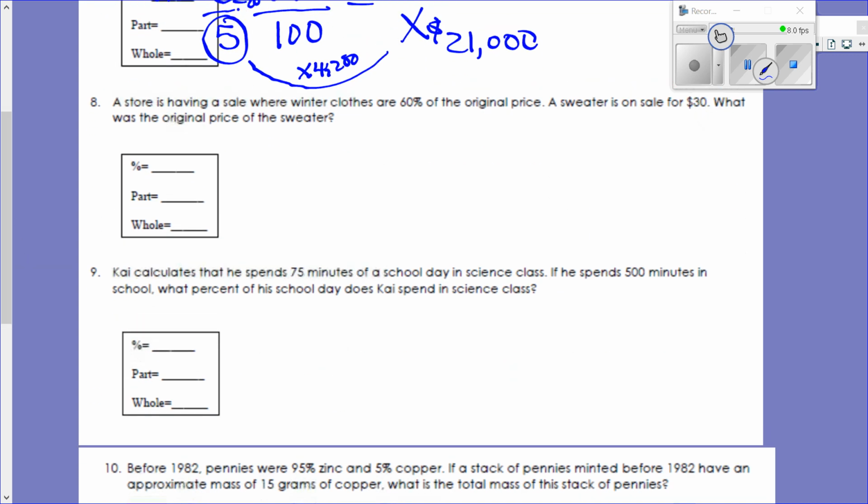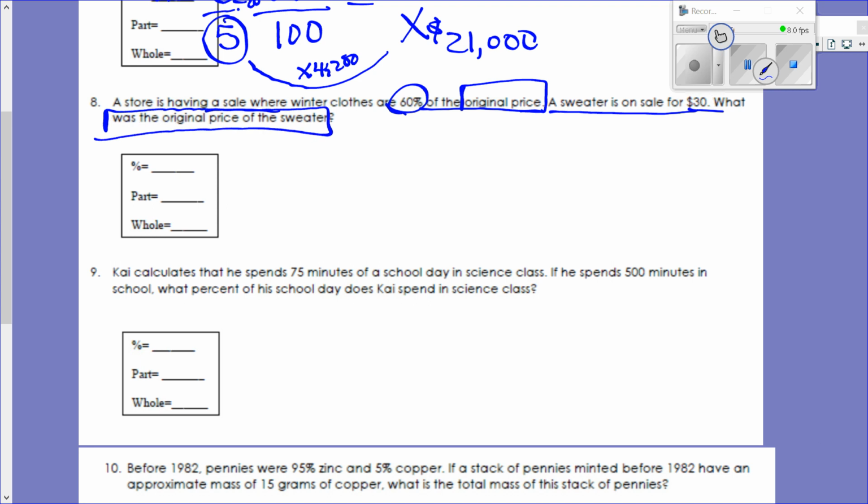A store is having a sale where winter clothes are 60% of the original price. Does it give you a price? No, it says of the original price. A sweater is on sale for $30. What was the original price of the sweater? That's my question. So I know my percent. Do I have a part or a whole?